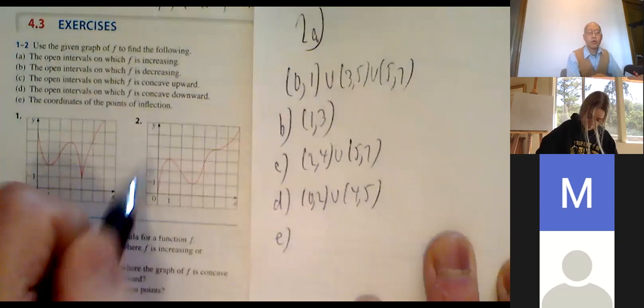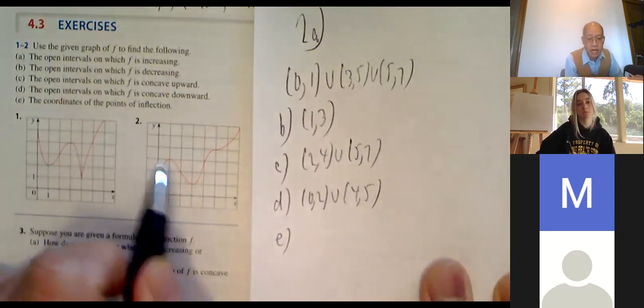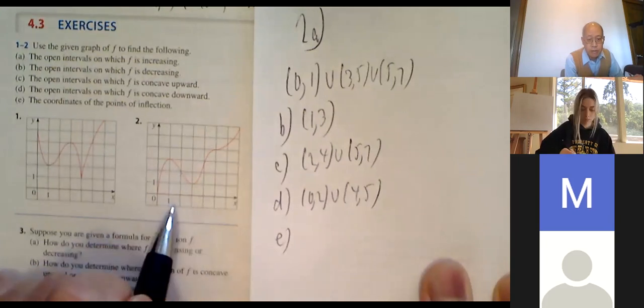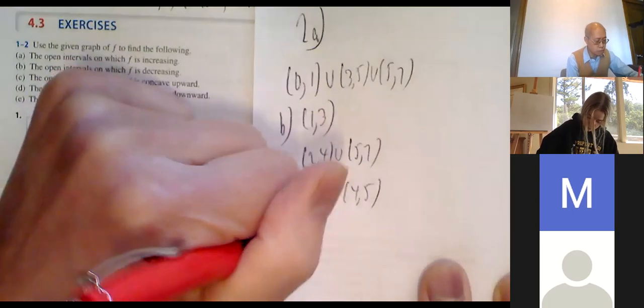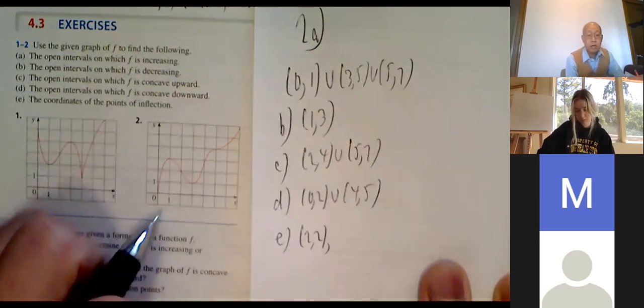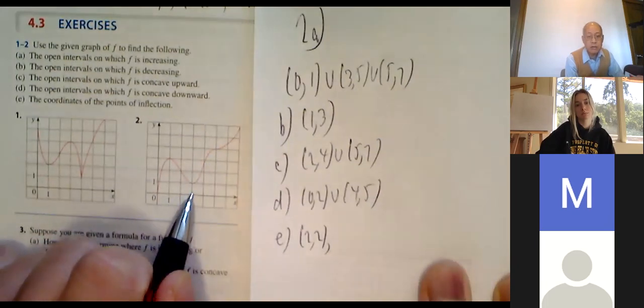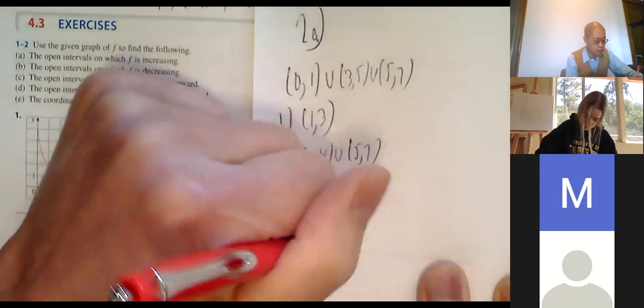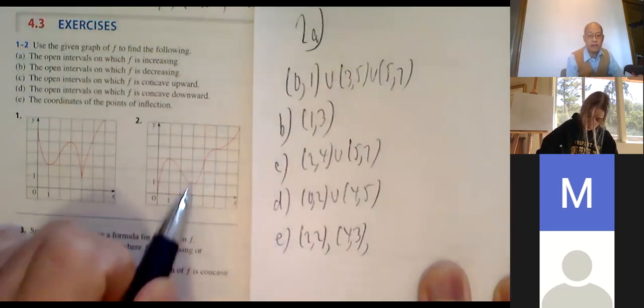And then E, the coordinates of the points of inflection. Inflection point, where does it change concavity? So right here, right? So what is that as an ordered pair? 2, 2. And where's the next inflection point? Here and here, right? So where's here? 1, 2, 3, 4, 1, 2, 3, 4, 3. And where's that? 5, 4.